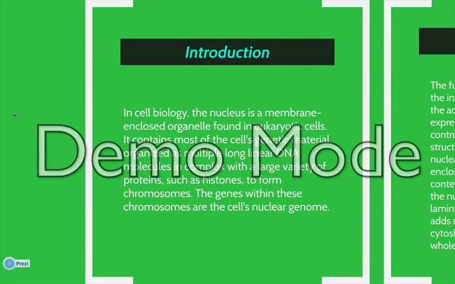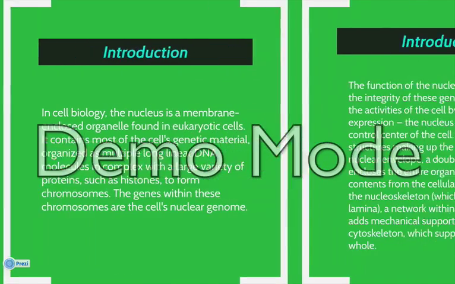Introduction. In cell biology, the nucleus is a membrane-enclosed organelle found in eukaryotic cells. It contains most of the cell's genetic material, organized as multiple long linear DNA molecules in complex with a large variety of proteins, such as histones, to form chromosomes. The genes within these chromosomes are the cell's nuclear genome.